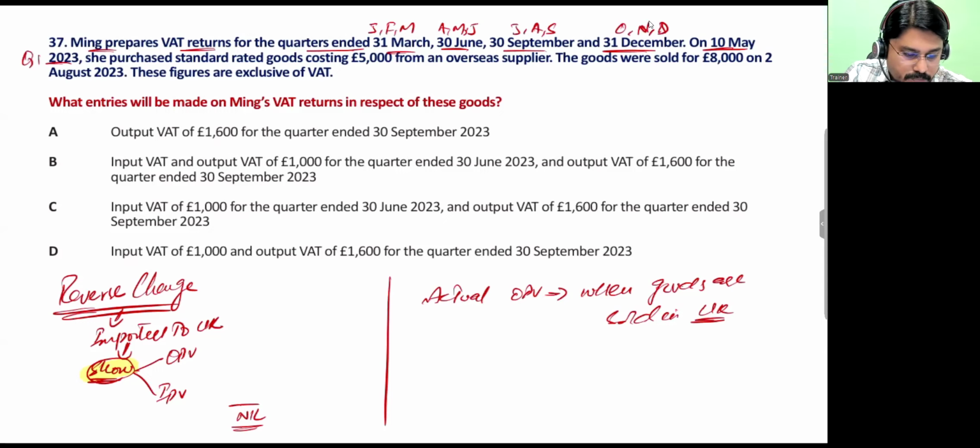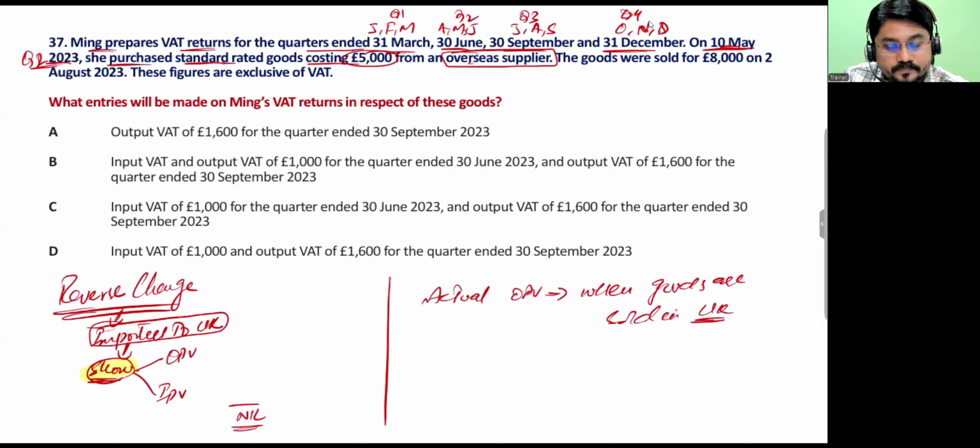These are the months which are involved. That's quarter one, quarter two, quarter three, quarter four. 10th May 23 is in quarter two. She purchased standard rated goods costing 5,000 from an overseas supplier. Overseas supplier means goods are imported to UK. These goods were sold for 8,000 on 2nd August 23. That's in quarter three. These figures are exclusive, meaning these are the net amounts.